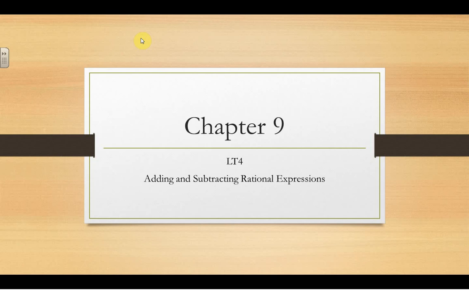Chapter 9, LT4. We're adding and subtracting rational expressions. This is Mrs. Ogier. And Miss Lahar.